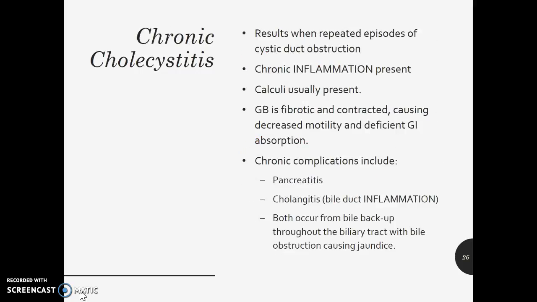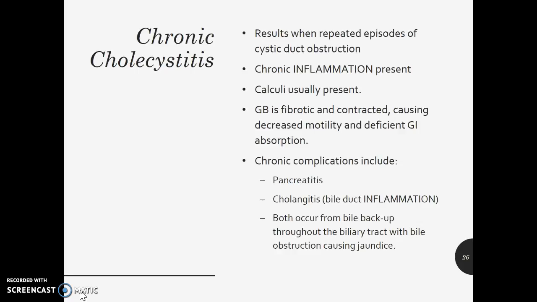Chronic cholecystitis is really based on repeated episodes of cystic duct obstruction, and chronic inflammation pretty much exists quite a bit. Stones are usually present. Over time, the gallbladder becomes fibrotic and contracted, and it has decreased motility. Because of the lack of the gallbladder working, you have poor GI absorption of nutrients and things as a result.